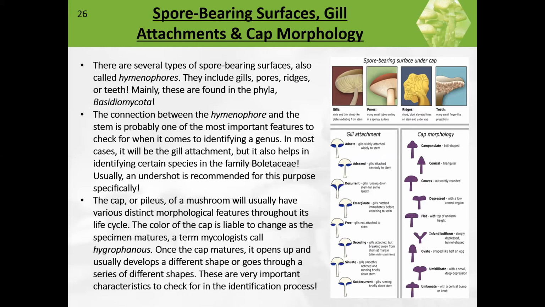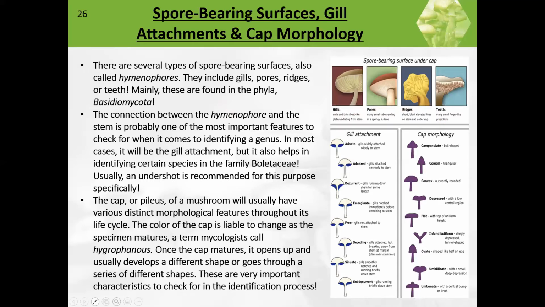So this page right here is very important. It covers a lot of different features to check for when you're looking for an identification. There are several types of spore-bearing surfaces, also called hymenophores. They include gills, pores, ridges, or teeth. We're going to zoom into this as soon as I'm done covering this. Many of these are found in the phyla Mycota, and we're going to get into that pretty soon.